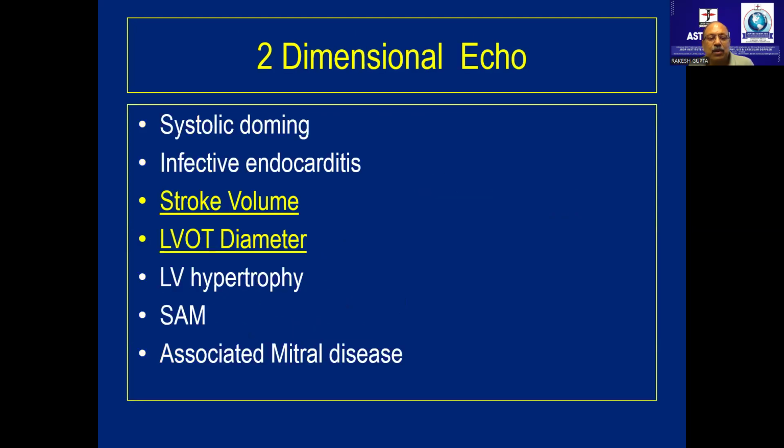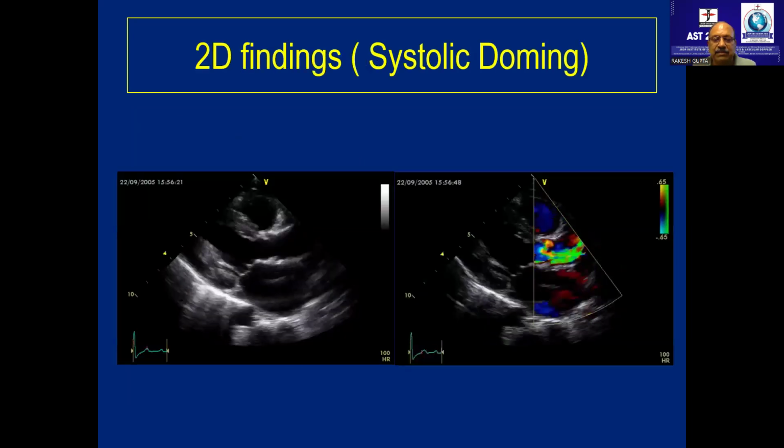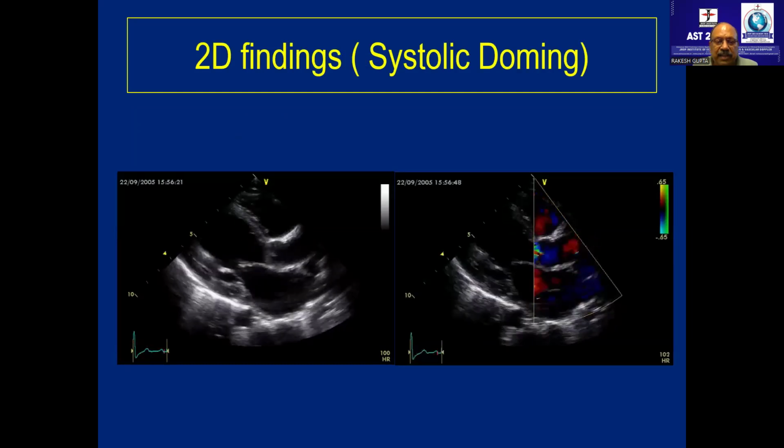Now, these are the things you should look at once you're looking at a 2-dimensional echo. Doming of the aortic valve leaflet: whenever the valve is stuck, what will happen? It will take longer to open up, and it shows doming, as in the mitral valve. Infective endocarditis, vegetations. Then we look at stroke volume, LVOT diameter, LV hypertrophy, systolic anterior motion of the mitral valve leaflet, and associated mitral valve disease.